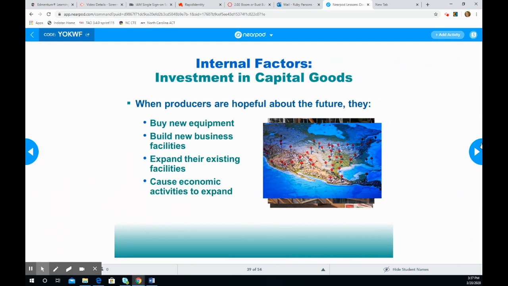We also need to think about these internal factors and investment in capital goods. When producers are hopeful about the future, they're going to buy new equipment and new business facilities. They might expand their current building, or build in another location, and it's going to cause economic activities to expand.